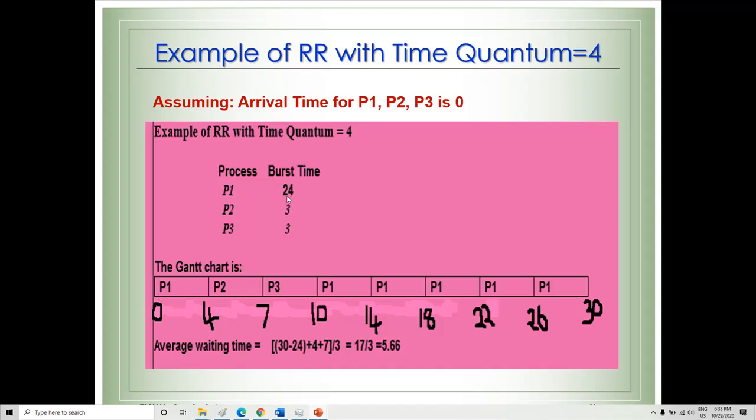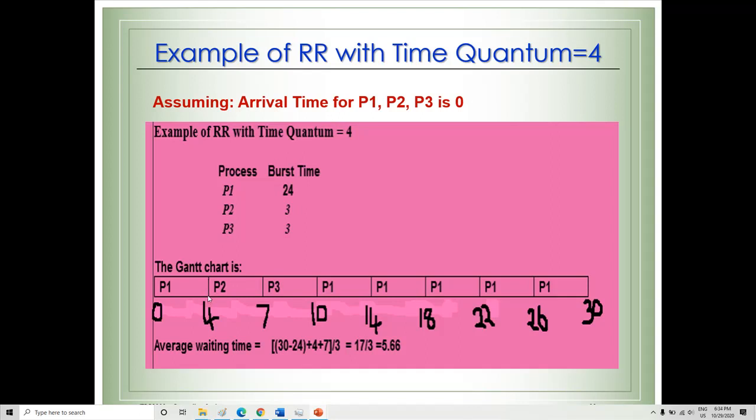So process 1 needs the CPU for 24 milliseconds, but it is not holding it continuously. It holds it for 4 milliseconds, then the CPU is given to P2, then P3, then again it gets the CPU after some time. So when process 1 is running, after 4 milliseconds, process 1 is removed from the CPU and the CPU is allocated to process 2.